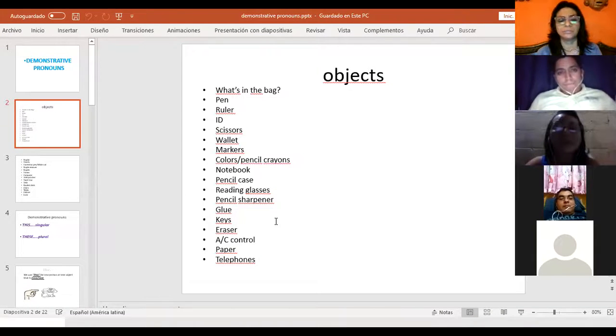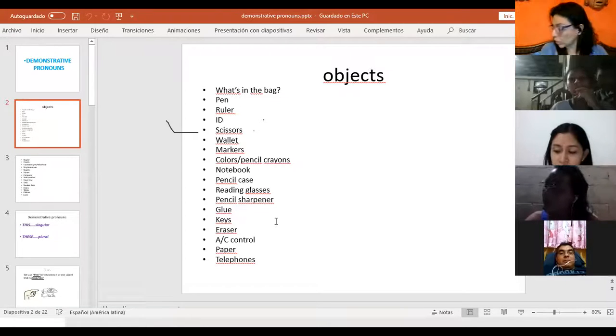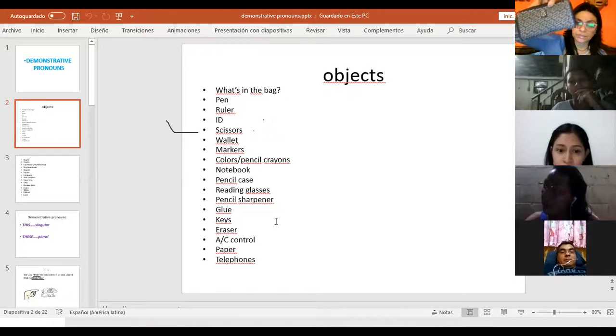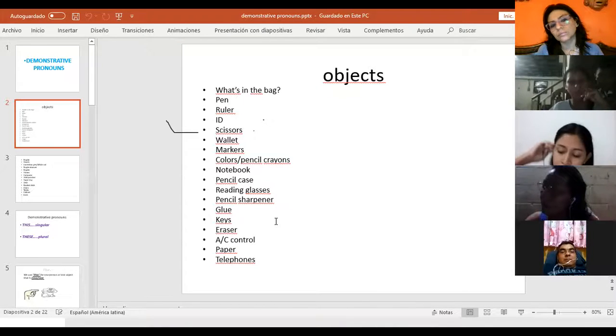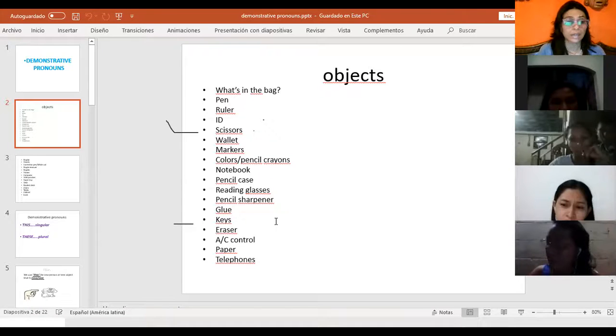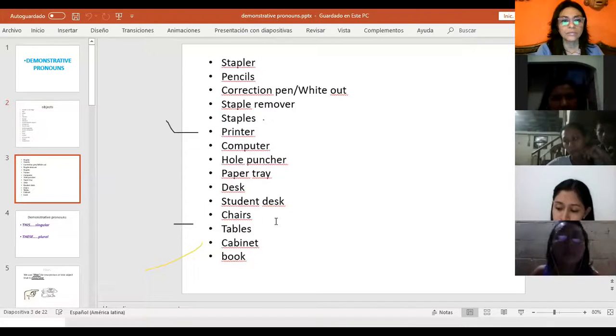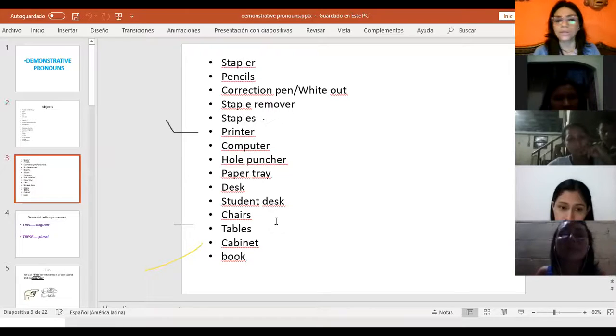Do you understand it? Ruler, okay. What is that? Ruler, it's regla. Okay. Wallet, teacher. This is a wallet. Okay. All right. Alguien me está manchando mi pizarra. Did you say the whiteout? Whiteout. Yeah, ya lo creo que en la otra diapositiva está. Ah, okay. All right. Luego seguimos con esa si no la tengo yo.